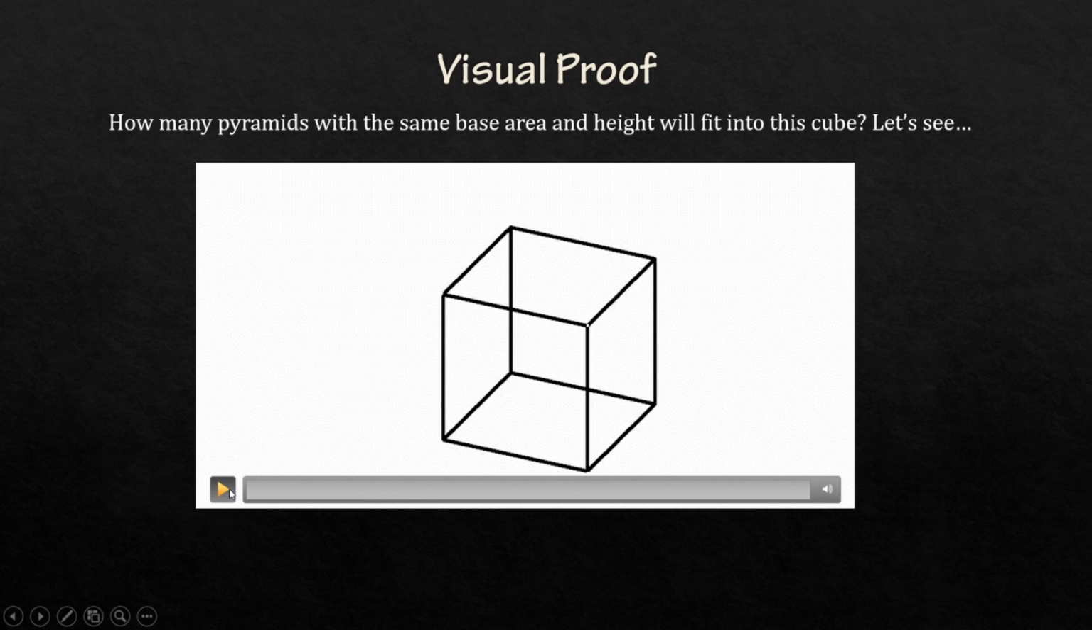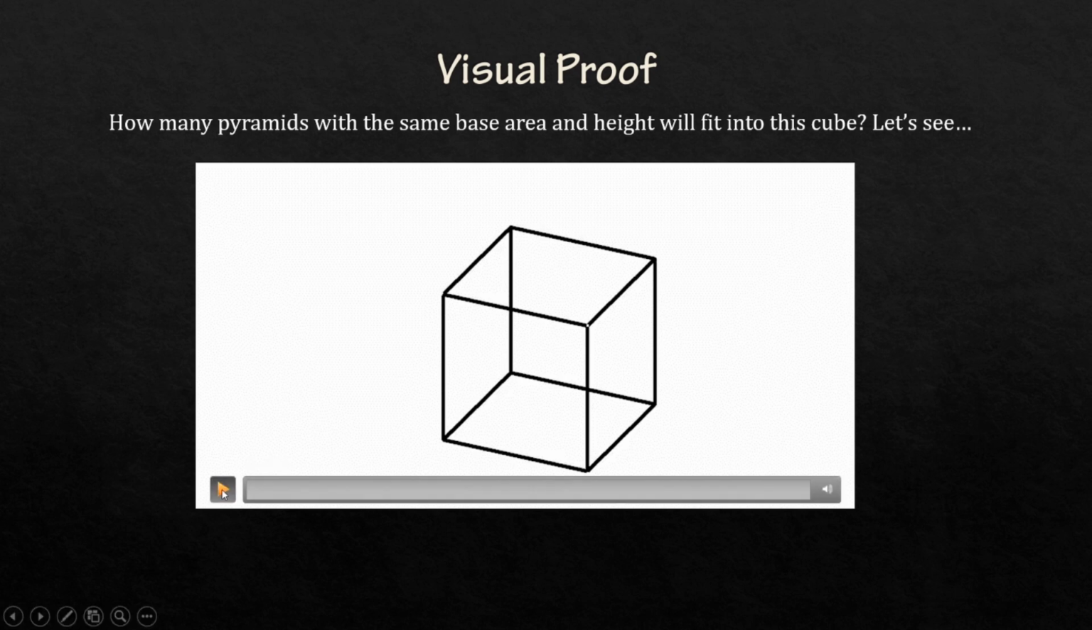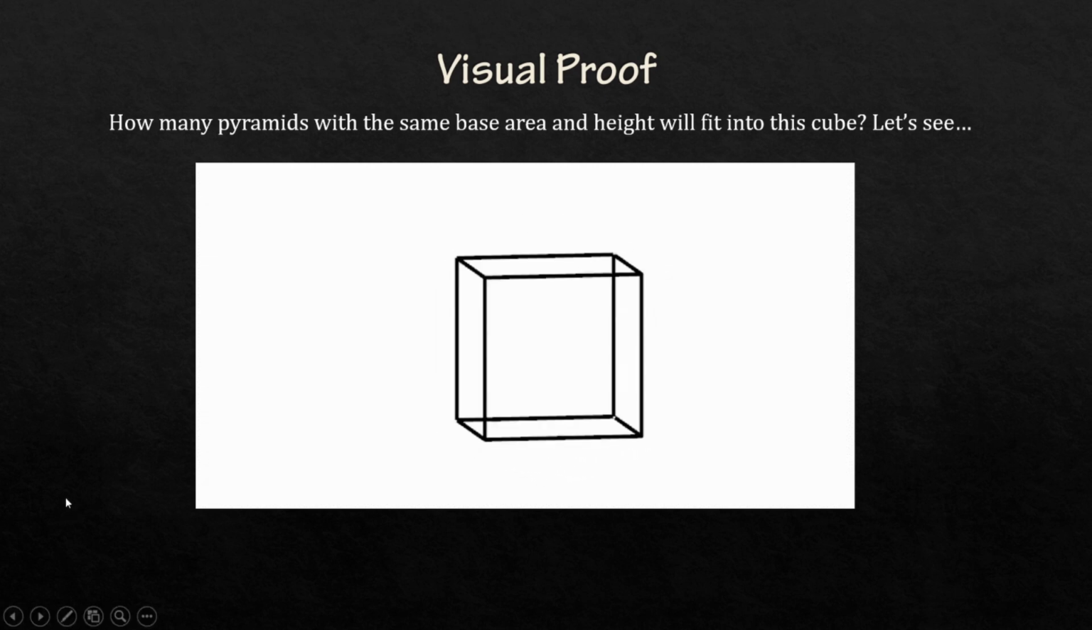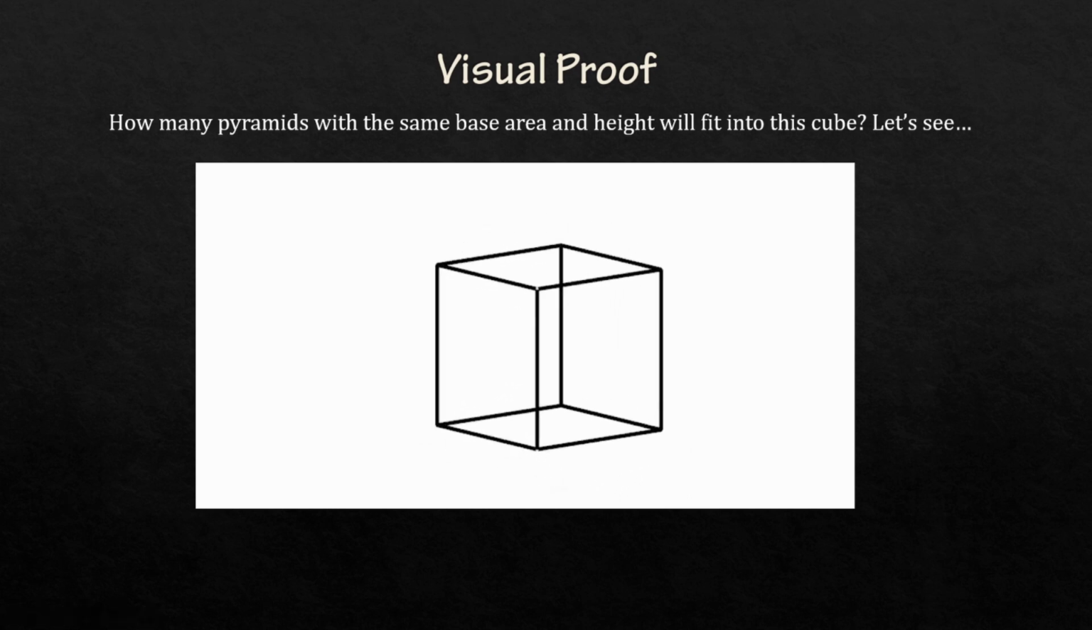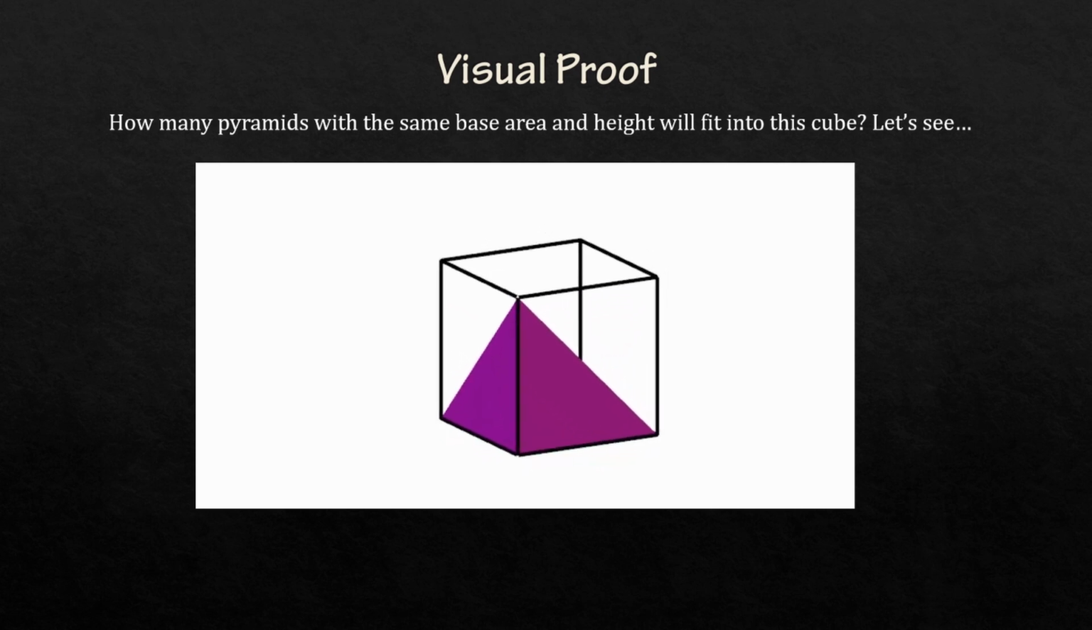This is our visual proof. How many pyramids with the same base area and height will fit into this cube? Let's see. This is our cube shown. We move it around. We can see that it's a cube. Inside our cube, we put one pyramid. Let's look at it from different angles.